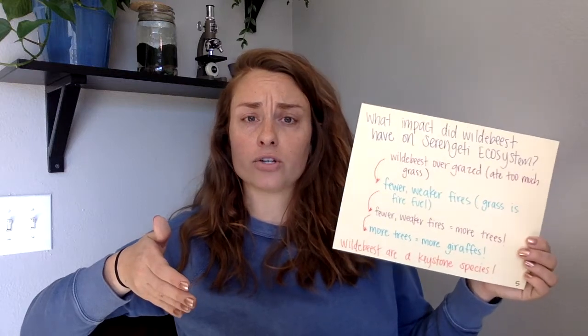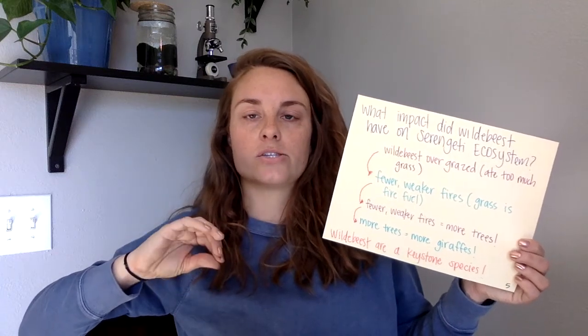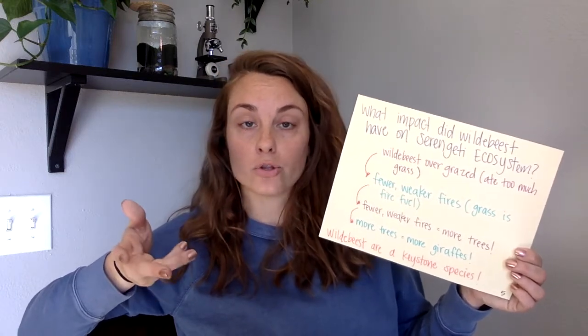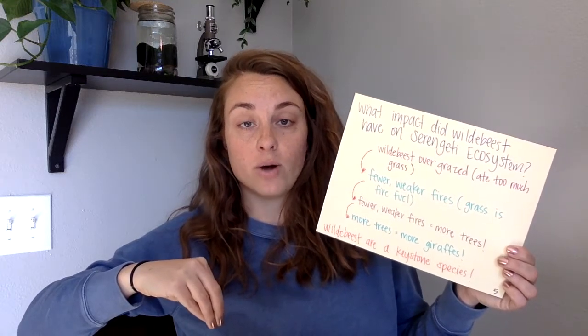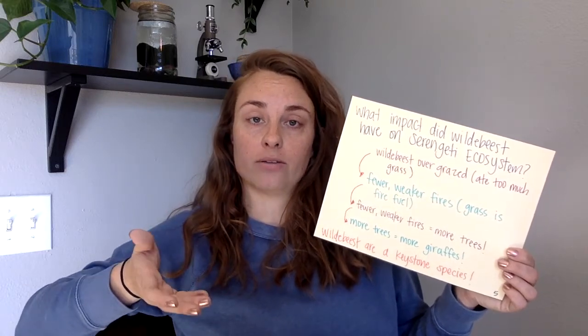There's a lot of thunderstorms that happen in the Serengeti and in a lot of sub-Saharan Africa. And so they get lightning. And lightning sparks wildfires all over the world. But specifically in this area, they experience a lot of wildfires naturally. And so if there's less grass, then there's less fuel for those wildfires.